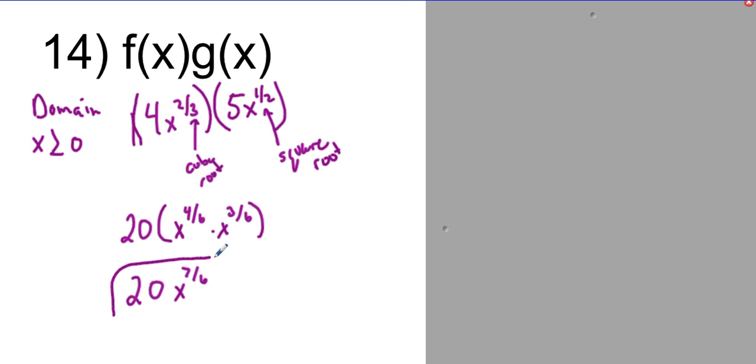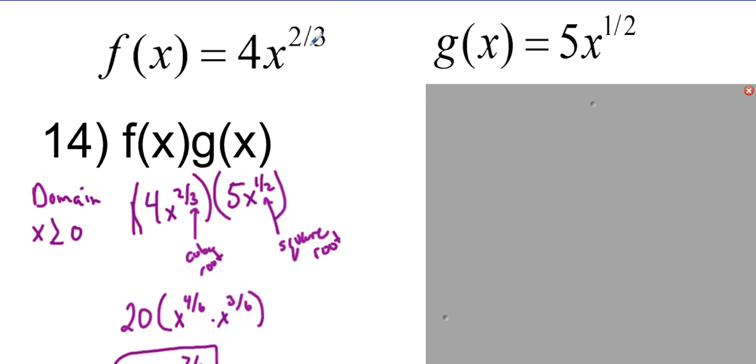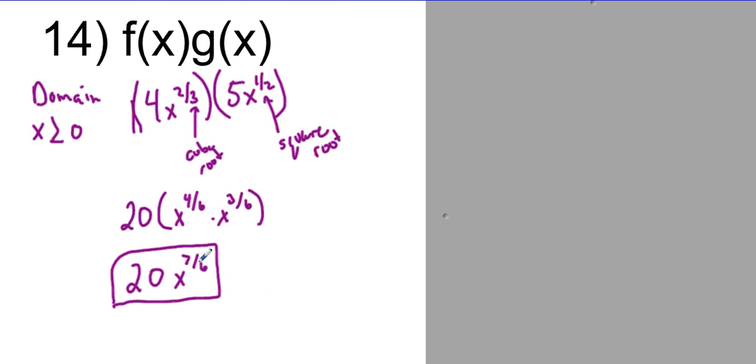Some books want you to simplify a little bit more. I'm going to keep it here because we transformed this into a rational exponent, so we'll keep it as a rational exponent, even though it is an improper fraction. We could maybe simplify a little farther, but I think this would be fine. So once again, we have our domain and our simplification.